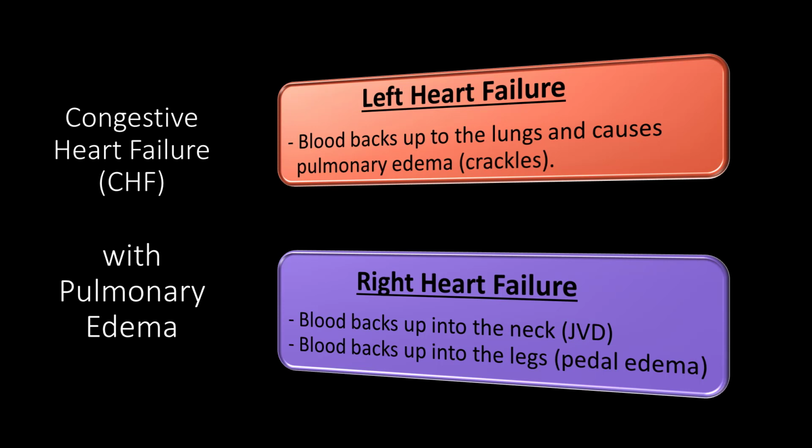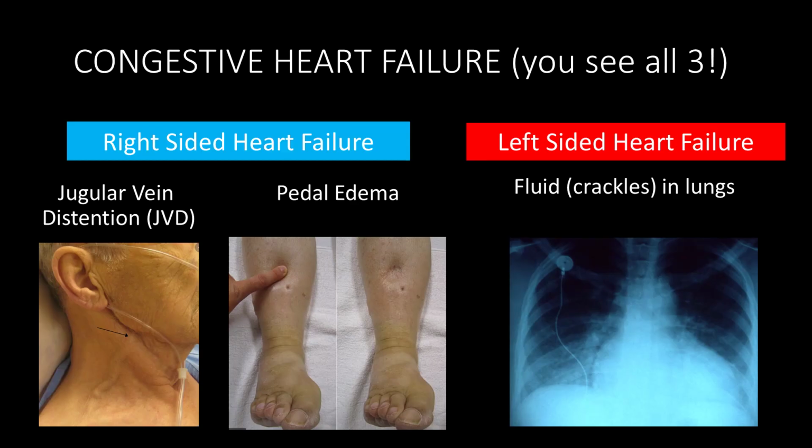If the right side of the heart fails, then blood backs up into the neck, jugular venous distension, and blood also backs up into the legs, pedal edema. Because the left side of the heart is larger and does the most amount of work, that's the side that fails most of the time. But yet you see all three in congestive heart failure.